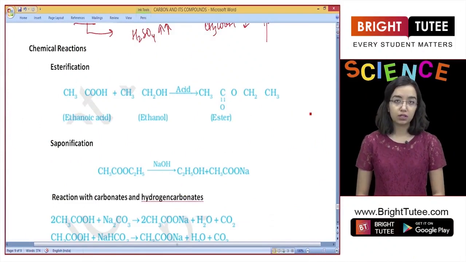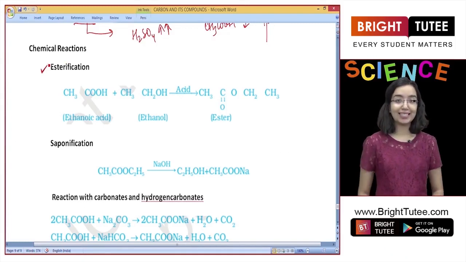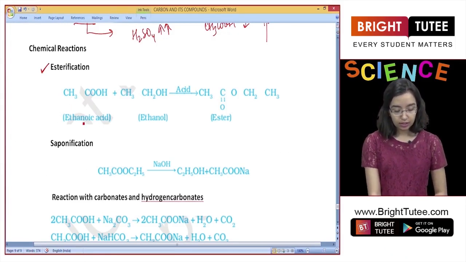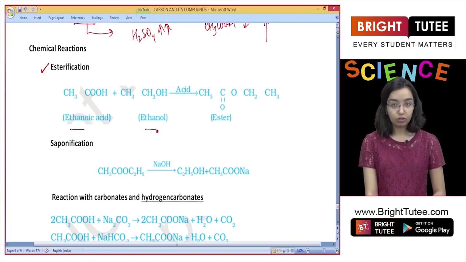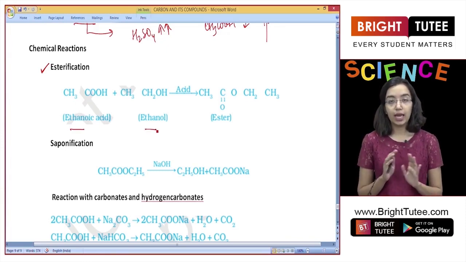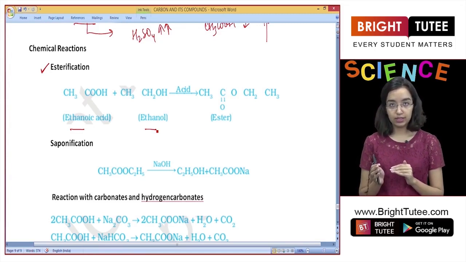After understanding these physical properties, let's understand some chemical reactions that are shown by ethanol. The first chemical reaction shown by ethanol is esterification. It's a special reaction shown only by alcohols like ethanol. Here we are using ethanoic acid and ethanol, but you should keep in mind that you can use any kind of alcohol and any kind of carboxylic acid to proceed with this reaction.